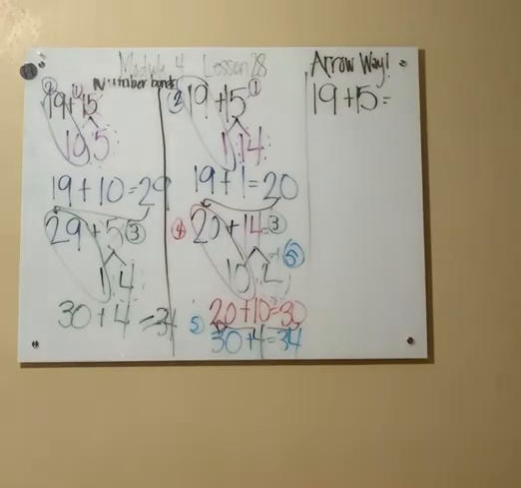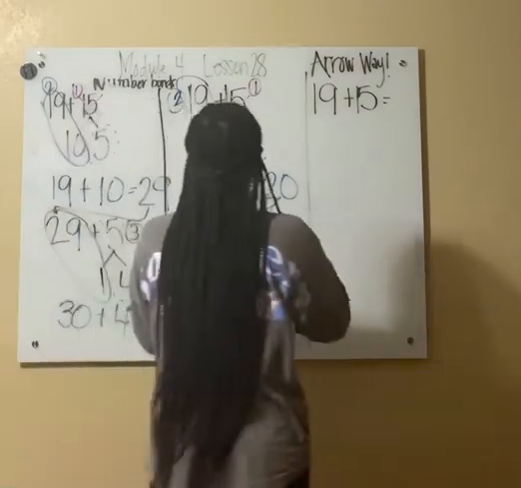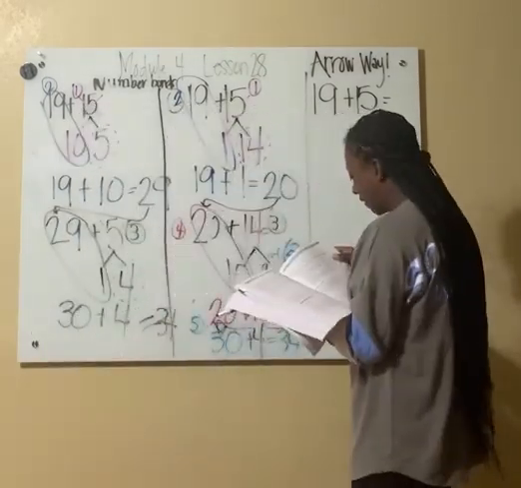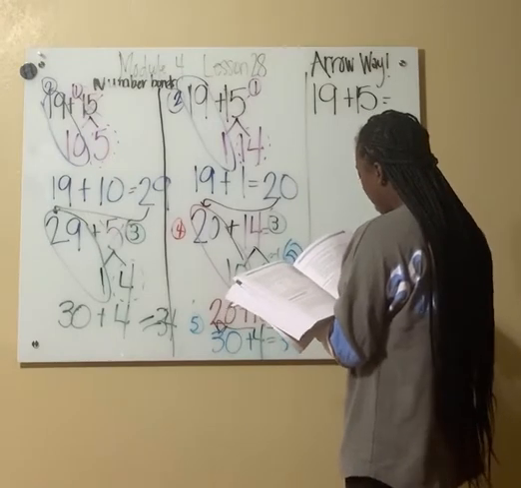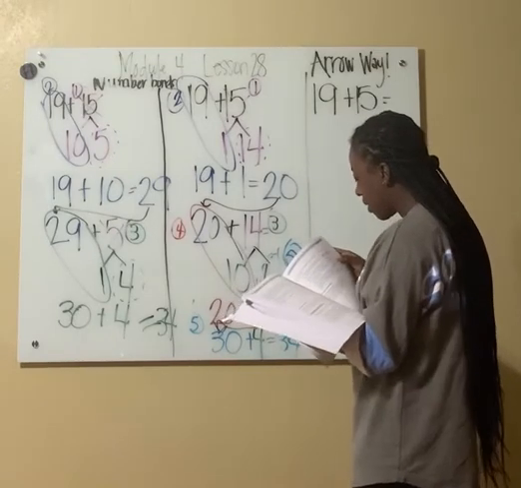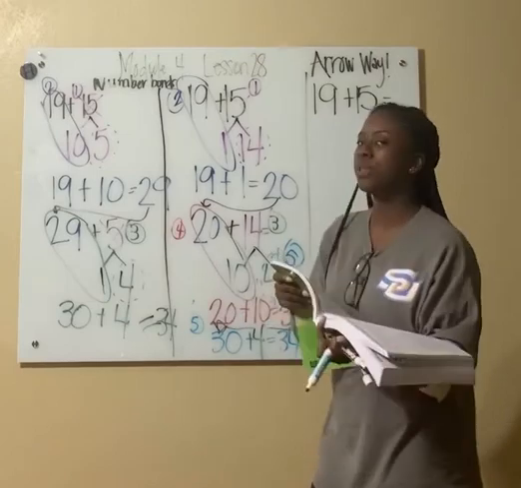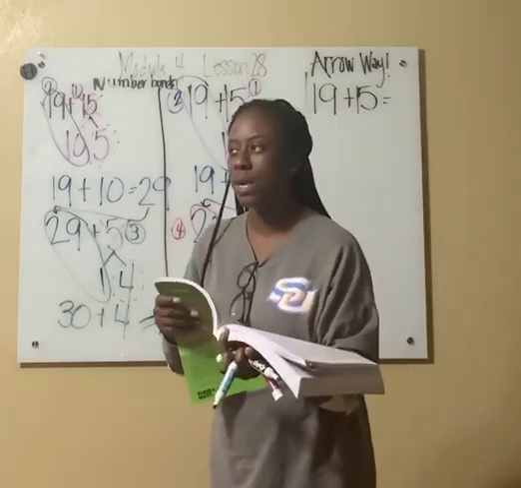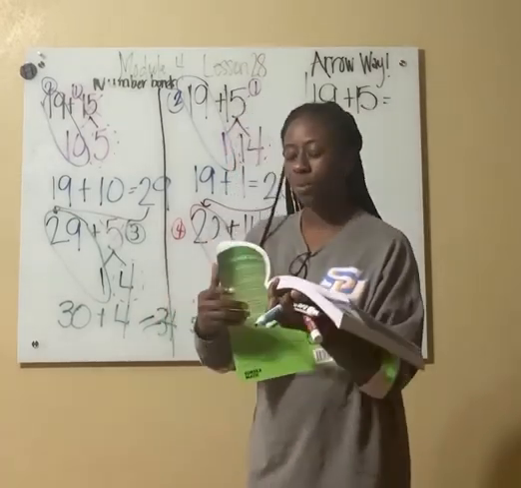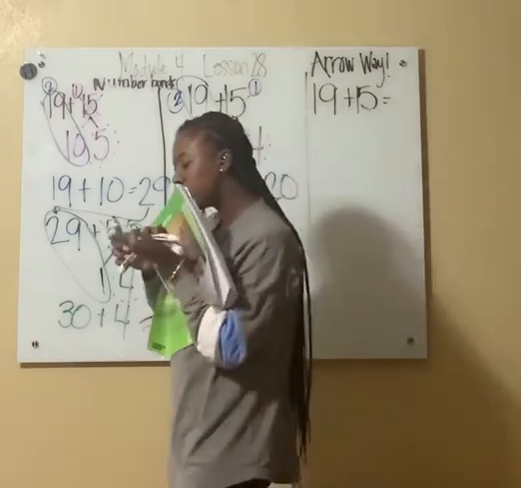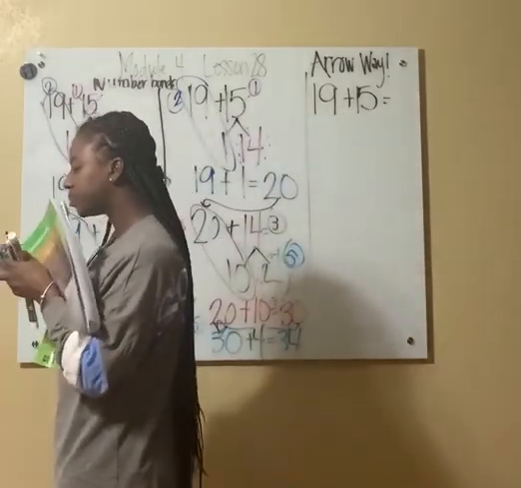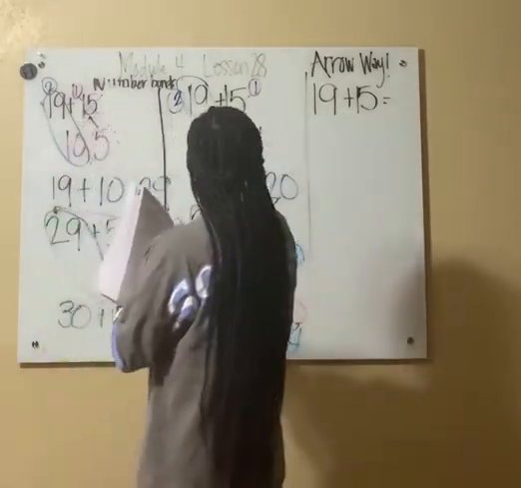Grab my book. So if I had 19 plus 15, the first thing I'm going to do is start with, it's just like if we were to do a number line. To me, the arrow way is a little bit more mental. You write it out, but it's a little more mental than the other ones.